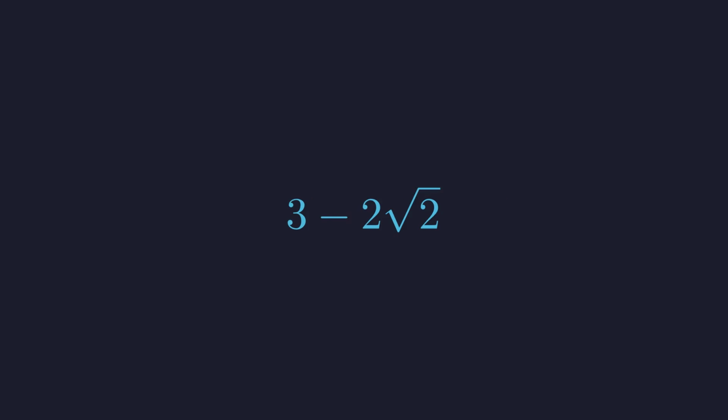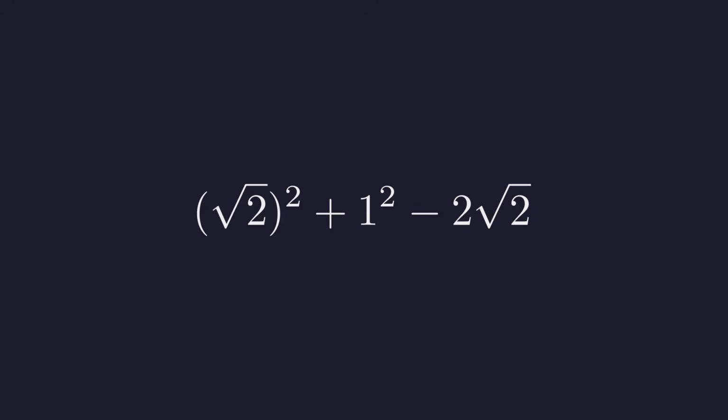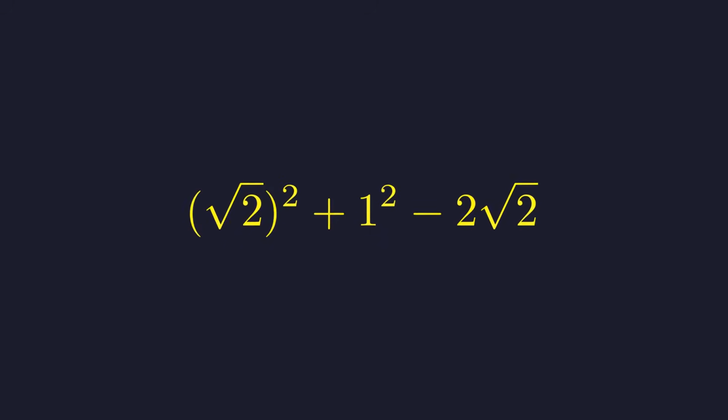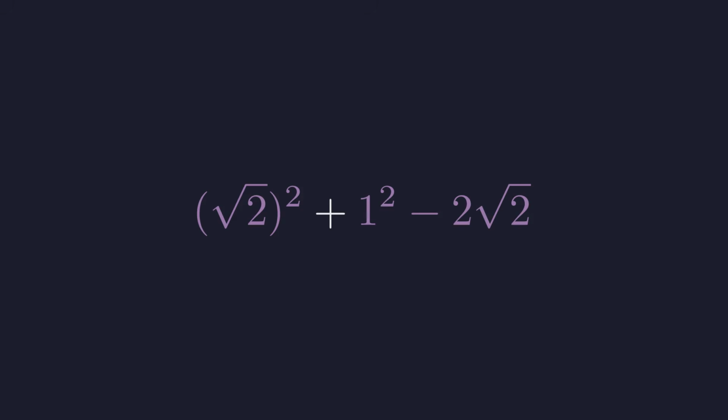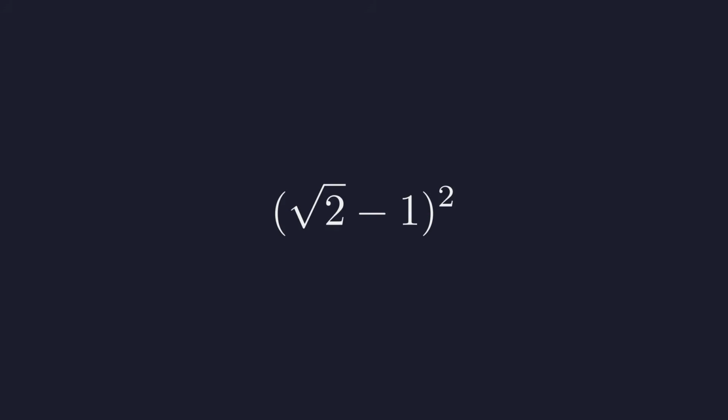Now we can rewrite the original expression. Starting with 3 minus 2 root 2, we know 3 equals a squared plus b squared, which is root 2 squared plus 1 squared. Substituting that in, we get root 2 squared plus 1 squared minus 2 root 2. This is now exactly in the form a squared plus b squared minus 2ab, which factors as root 2 minus 1, all squared. So what looked complicated is actually just a perfect square.